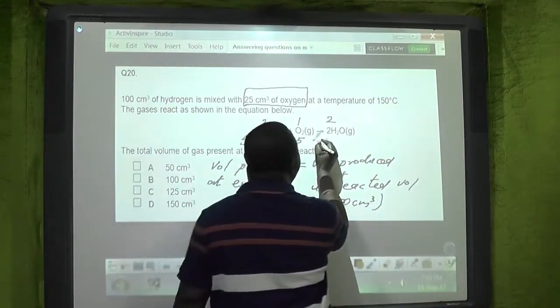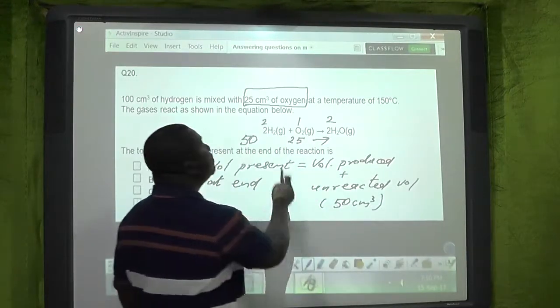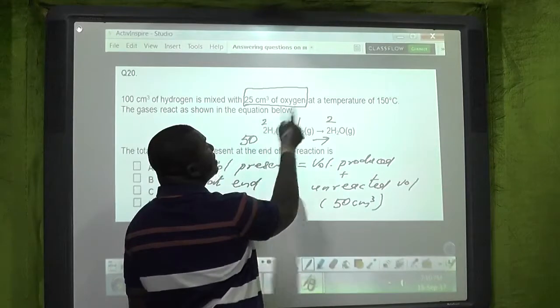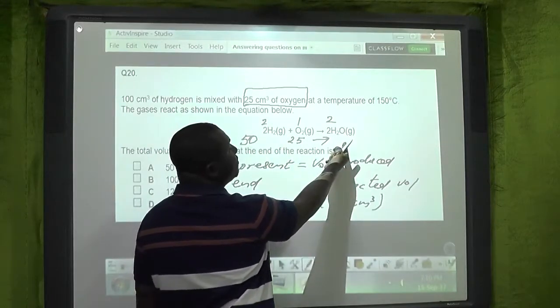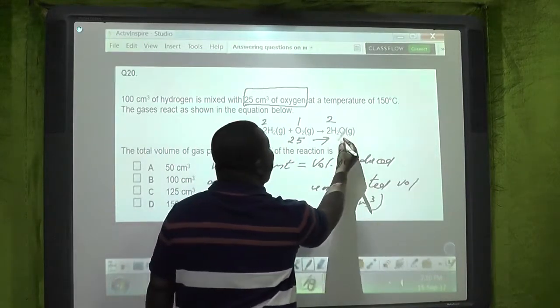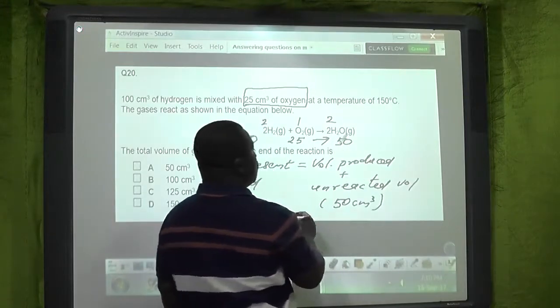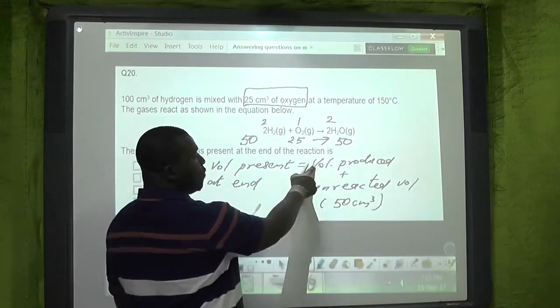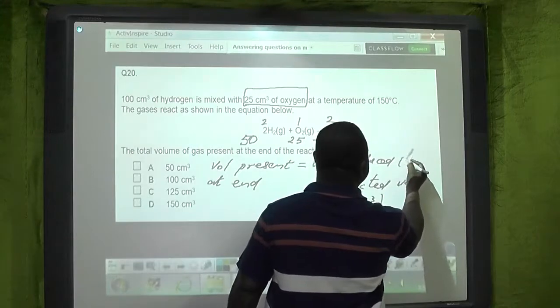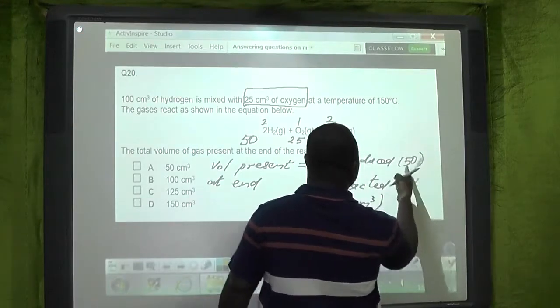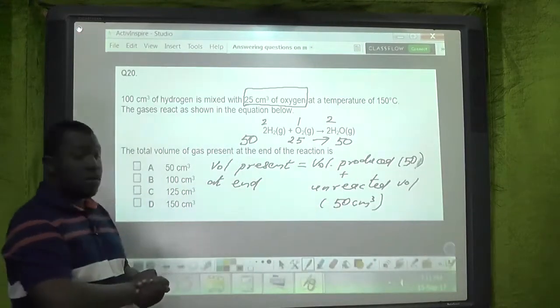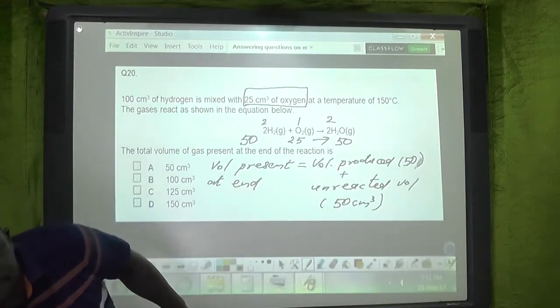How much steam will be produced? 2 here, because the amount of this reacted will be the amount of this produced, because they are the same ratio. So I have 50 cm cube. So the volume produced is 50 cm cube, because only one thing is produced. So 50 plus 50 gives me 100.